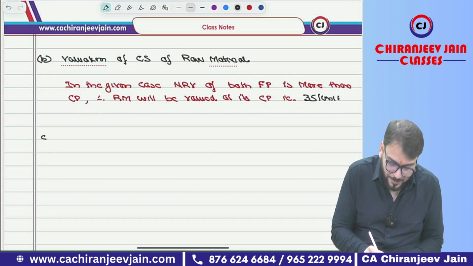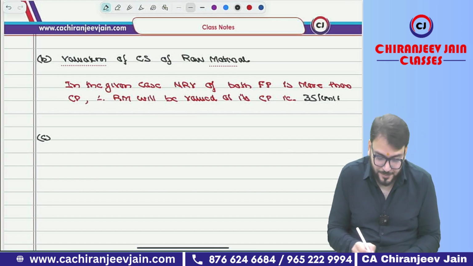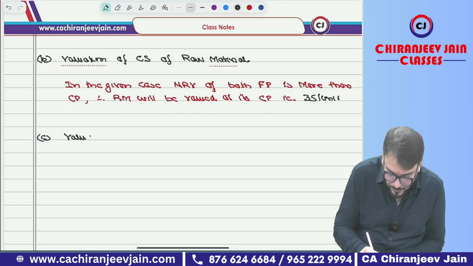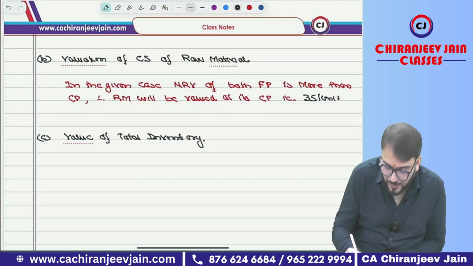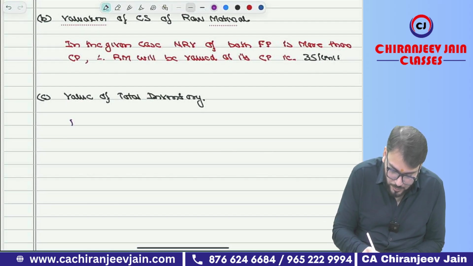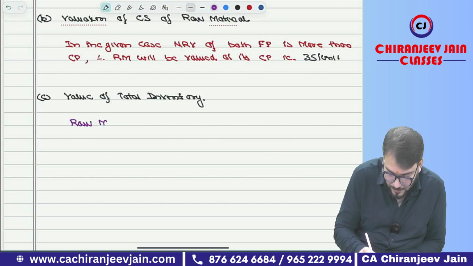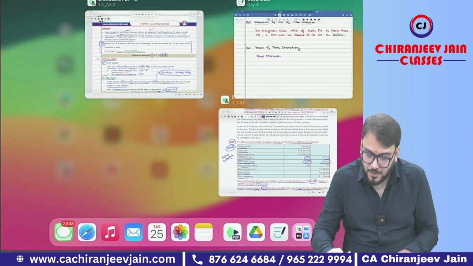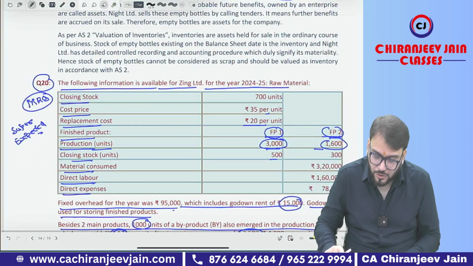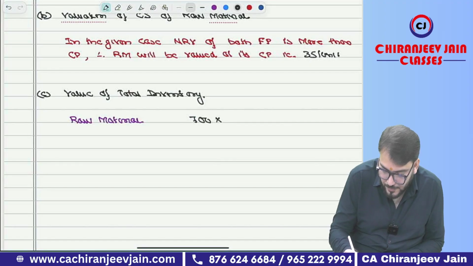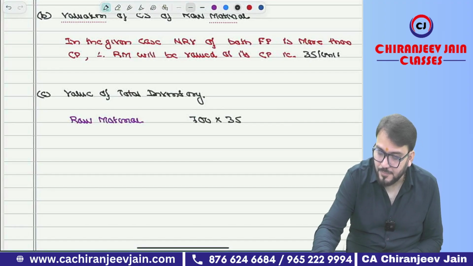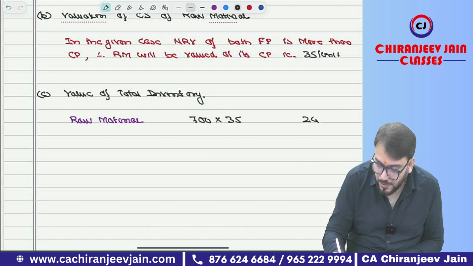Now we'll do point number C. Now we'll find the valuation of total inventory. First, raw material. What is the quantity? What is the closing stock? That is 700. So 700 into 35, that is 24,500.